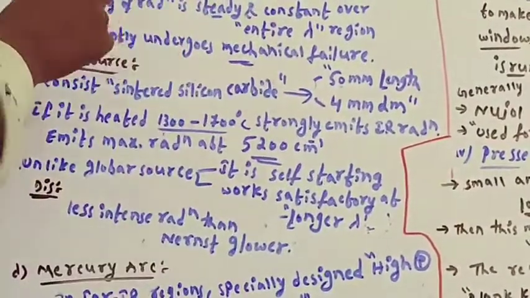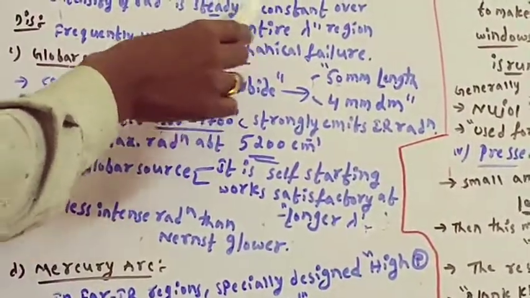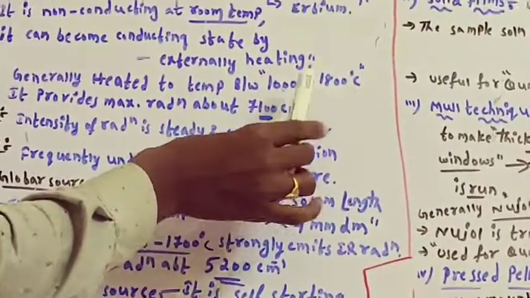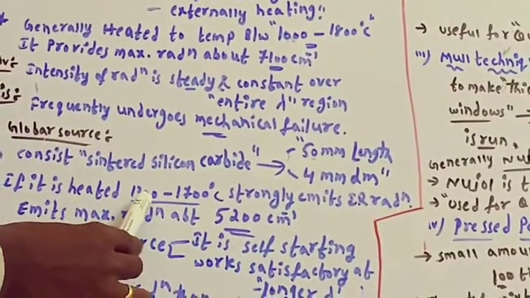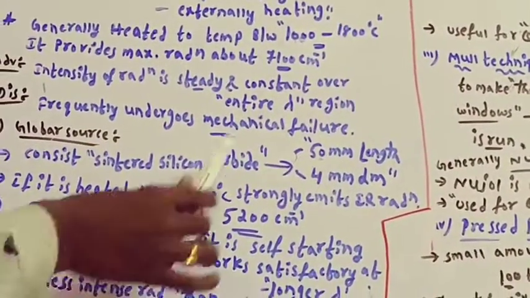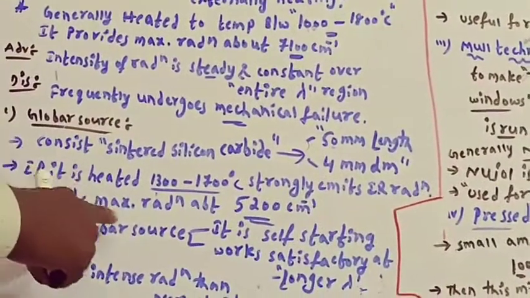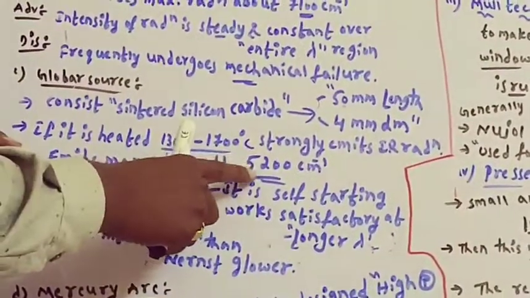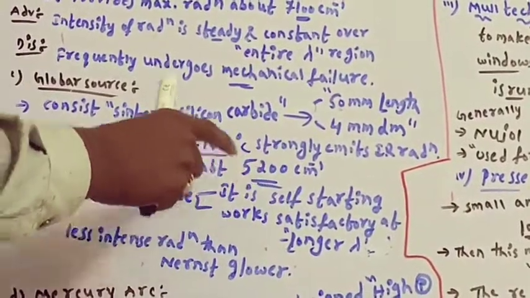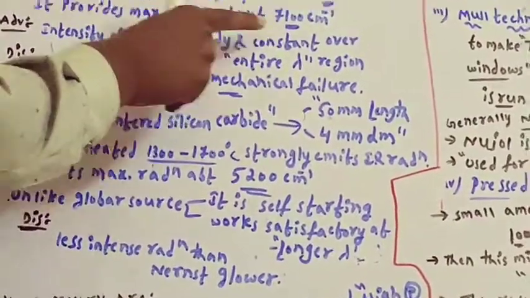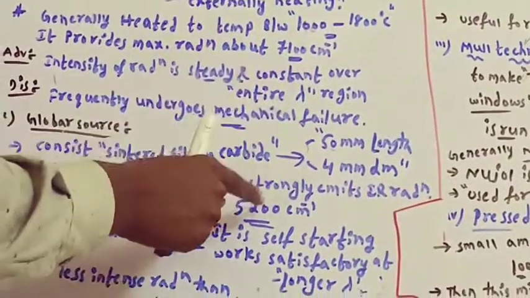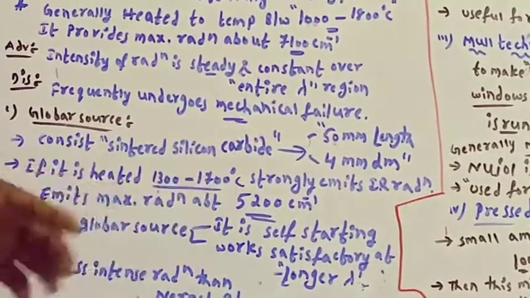The Nernst glower is heated to 1000 to 1800 degrees centigrade, whereas the globar is heated up to 1300 to 1700 degrees centigrade, and then it strongly emits IR radiation. It emits maximum radiation at about 5200 centimeter inverse, whereas the Nernst glower is 7100 centimeter inverse.